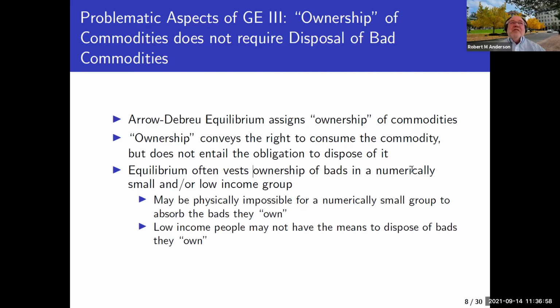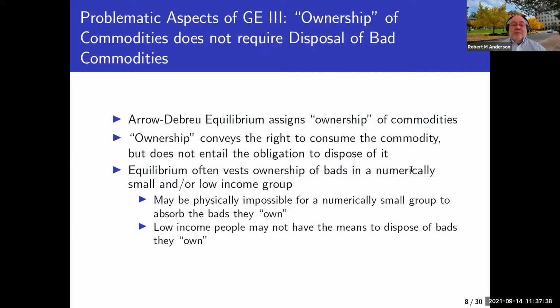And in fact, it doesn't force you to use up the commodity. It conveys ownership. And ownership involves the right to consume the commodity, but doesn't entail the obligation to dispose of it. We need to have a tweak of the model that says if you're paid to absorb CO2, you actually really have to get rid of it. And that's not something that's a feature of the Arrow-Debreu economy as it's been conceived.